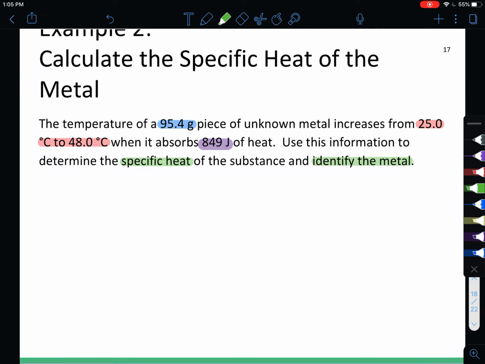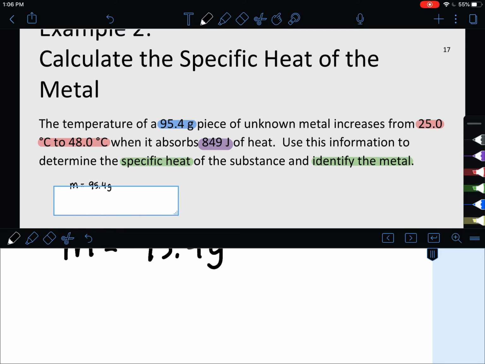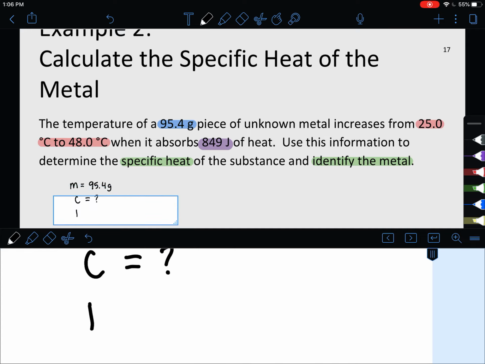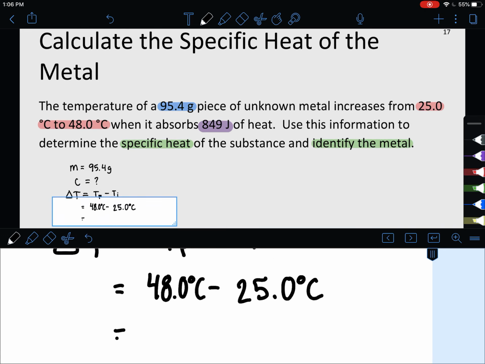Okay. So, first step, and as I'm walking through this one, I'm not going to be changing colors because that will just take forever. I do have everything color-coded on the next slide, though. All right, so mass is 95.4 grams. C, that's what we're solving for. Then our change in temperature is equal to the final temperature minus the initial. And our initial temperature is 25.0 degrees Celsius. And we'll subtract that from 48.0 degrees Celsius. So you do need to pay attention to what direction it's going. So from 25 to 48, therefore it's ending at 48. And that means that our change in temp is 23.0 degrees Celsius.